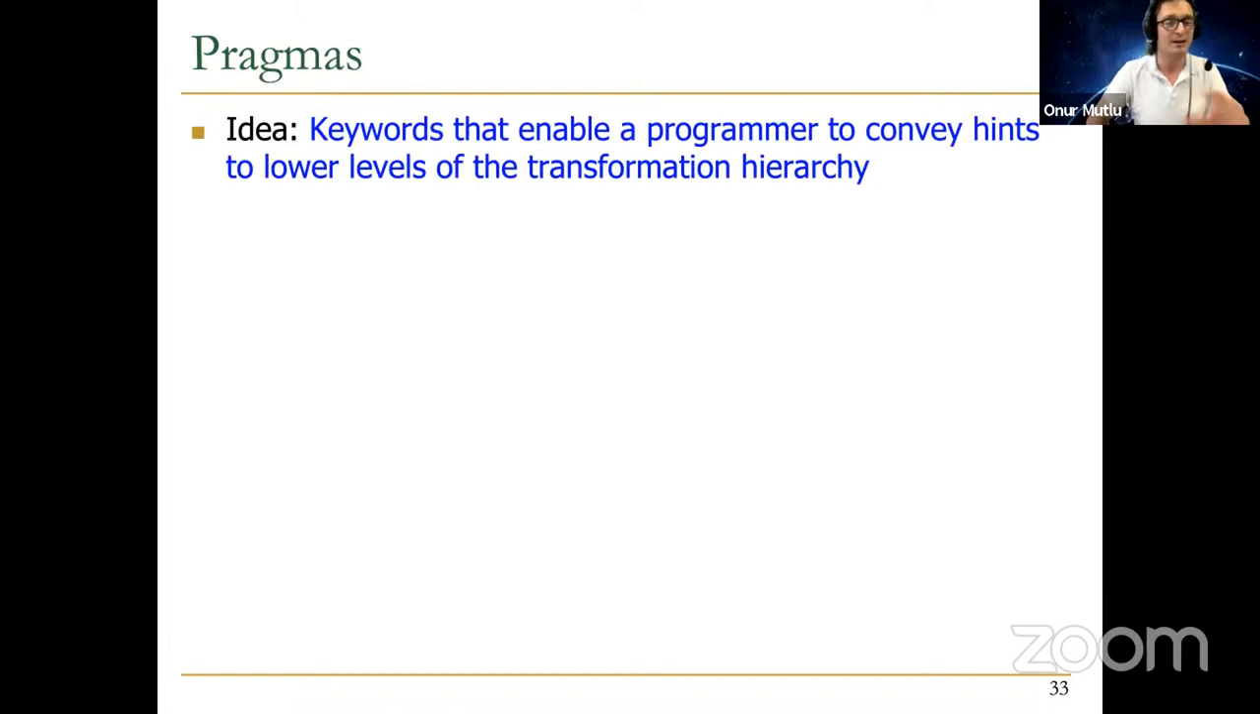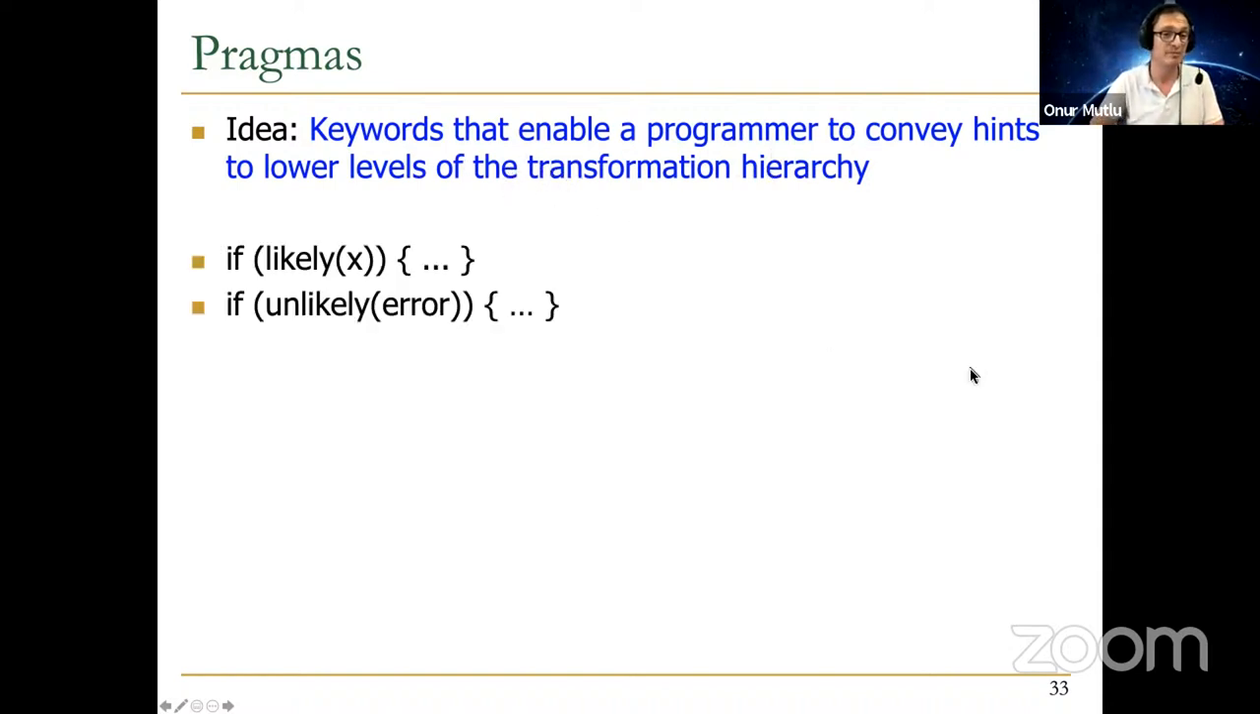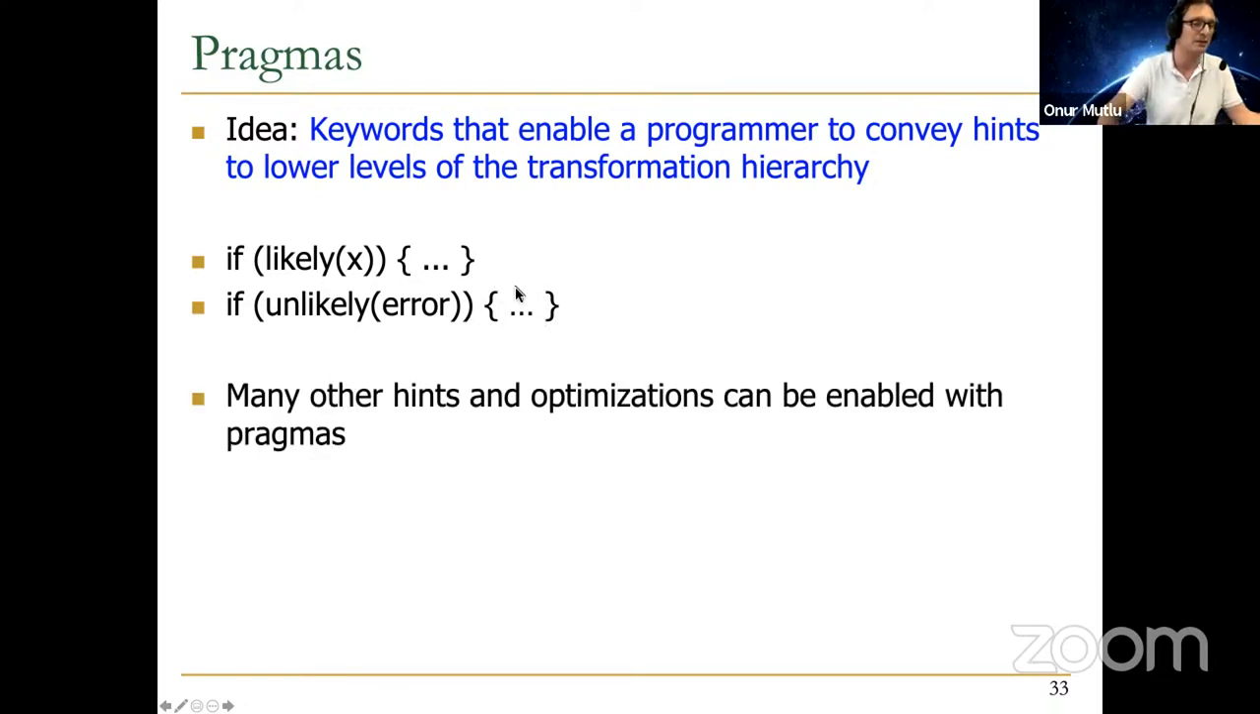Okay, let me talk about pragmas because this relies on pragmas. Basically, these are keywords that enable a programmer to convey hints to lower levels of the transformation hierarchy. And these are some example pragmas that people use in C to convey the direction of a branch. If likely X means you're likely going to take this branch and execute this code over here. If unlikely error means it's going to be unlikely to take the branch and execute the code that's protected by this if. That's the idea. I mean, this is very simple, hopefully.